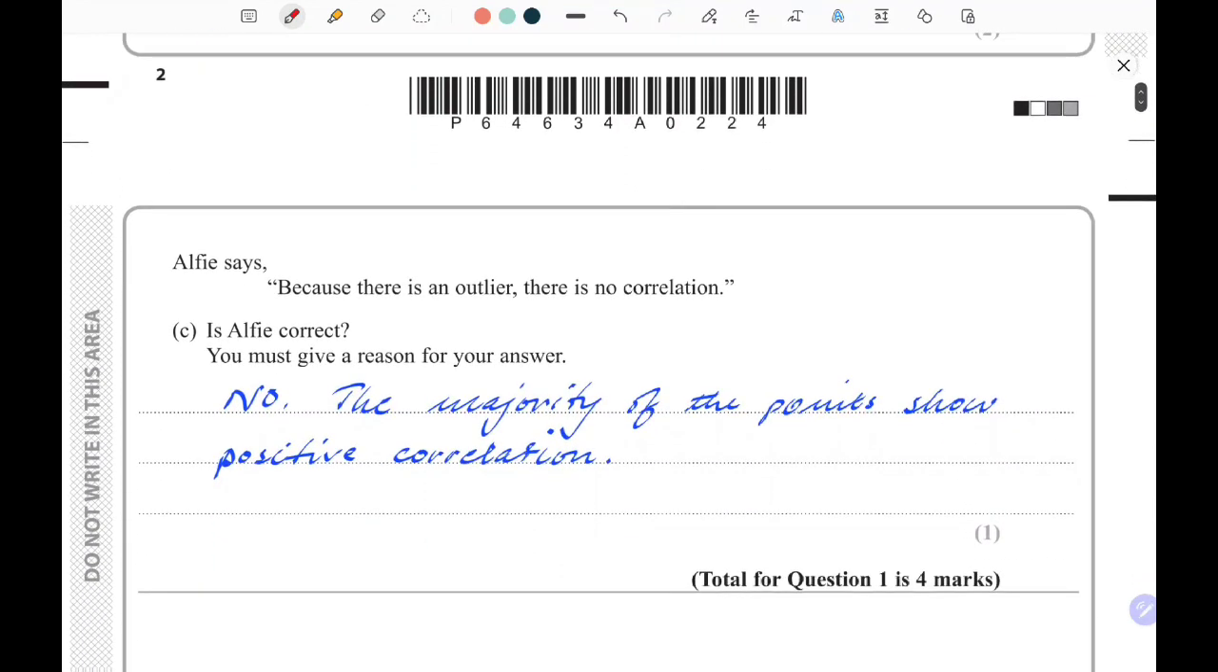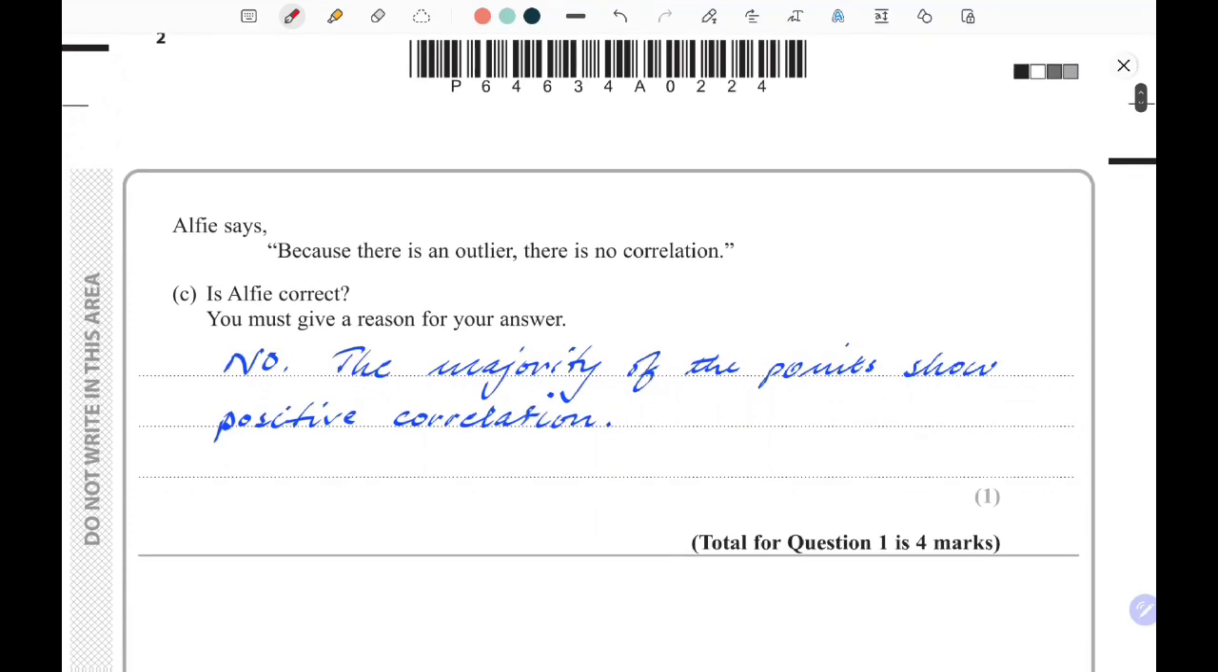Okay, and then the next part of the question, statement. Alfie says, because there is an outlier, there is no correlation. In order to understand what correlation is, correlation means that there's some relationship, a pattern, between the two variables. In this particular case, just to highlight, there are different types of correlation.